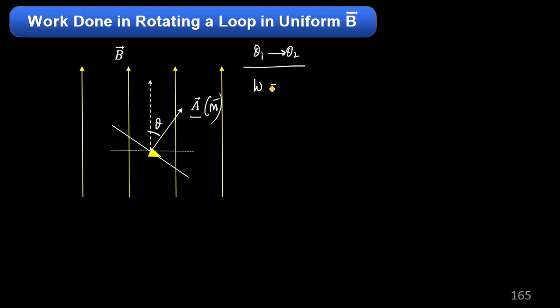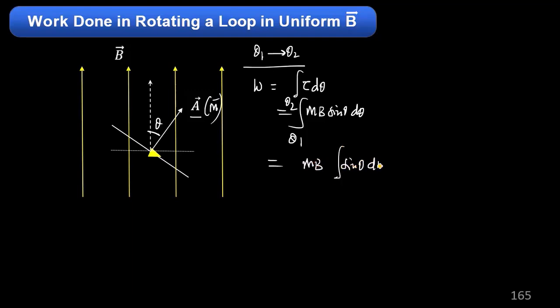So work done is basically integration of tau d theta. What is tau? Tau is mb sin theta. So the work done is, from theta 1 to theta 2, mb times the integration of sin theta d theta, from theta 1 to theta 2, assuming that m and b are constant.